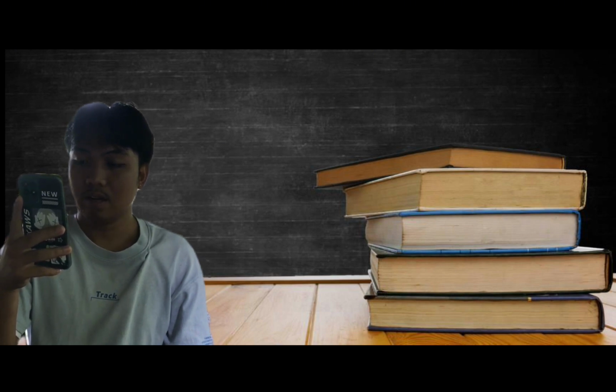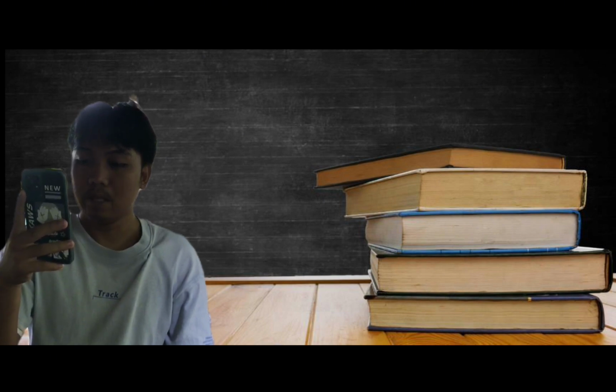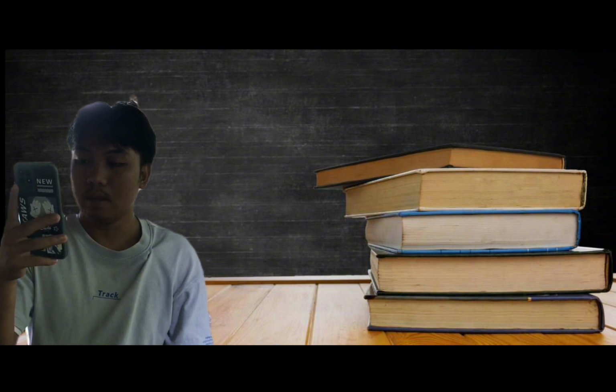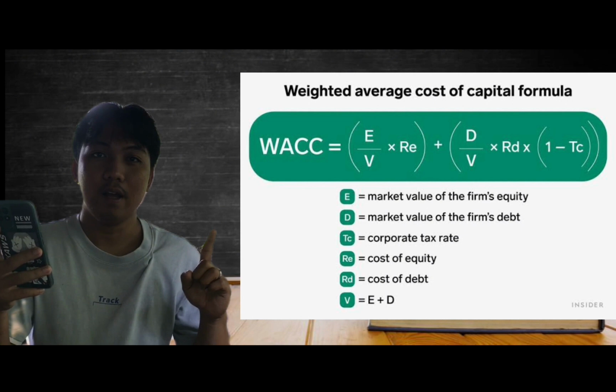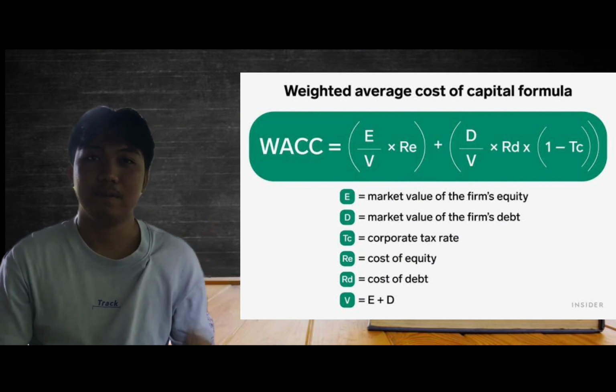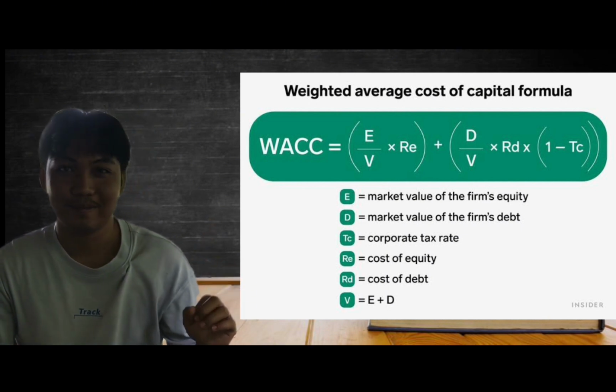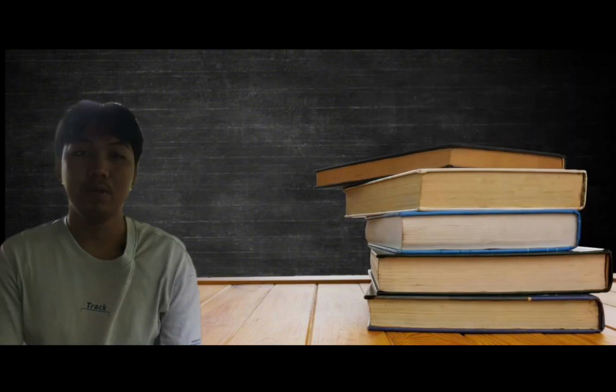It is calculated by averaging the rate of all of the company's sources of capital, both debt and equity, weighted by the proportion of each component. This is the formula of WACC. I have a video showing the computation of WACC, or the weighted average cost of capital.